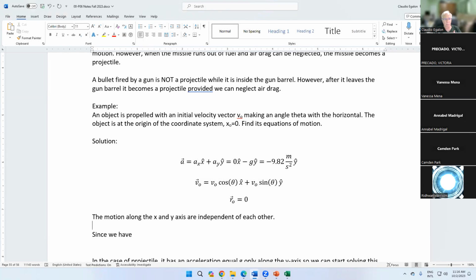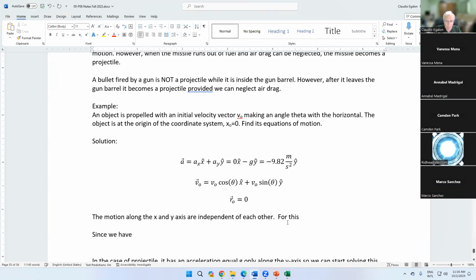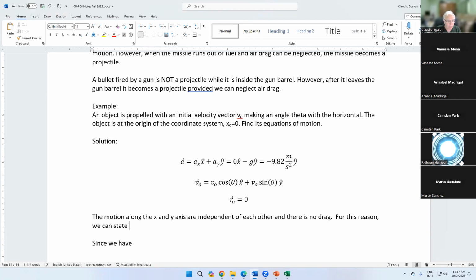A very important assumption. There are more complicated problems where the motion along the x and y axis are not independent. But we don't want to treat those problems. We want to treat the simplest of all problems that has some practical application. The motion along the x and y axis are independent of each other, and there is no drag. For this reason, we can state the following.